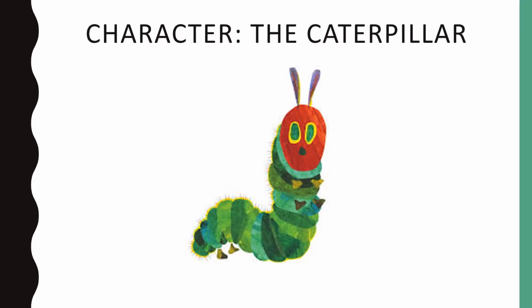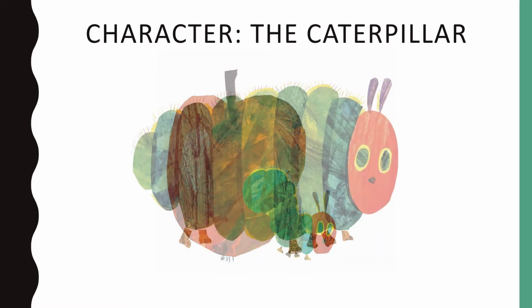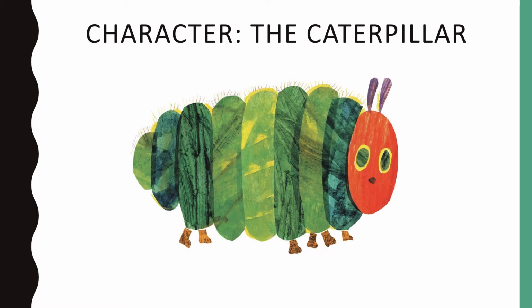There is only one character in this story, the very hungry caterpillar. This is what he looks like at the beginning of the story when he is very hungry. We see the caterpillar eat a lot of food. Here he is poking out of an apple he has eaten through. Here's another picture of the caterpillar. This time he doesn't look very hungry. He's eaten a lot of food.